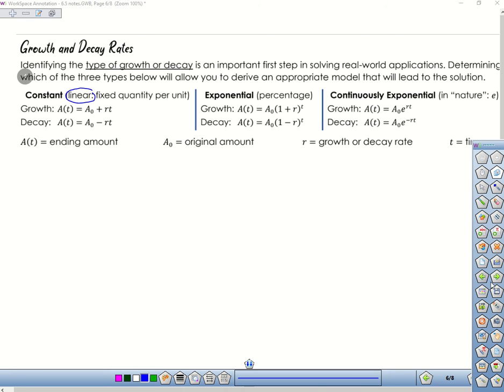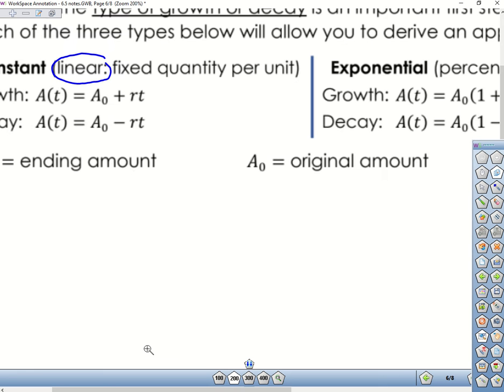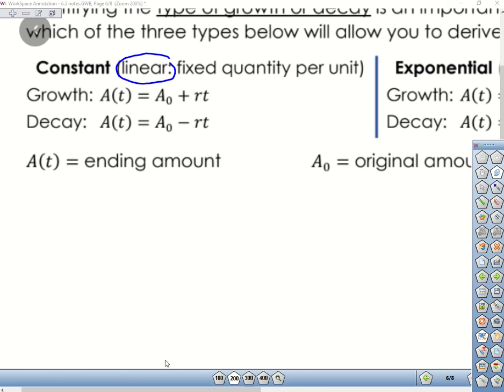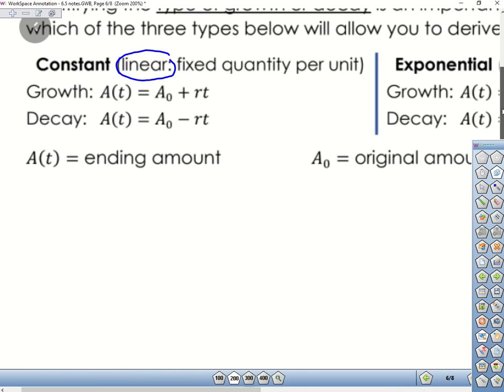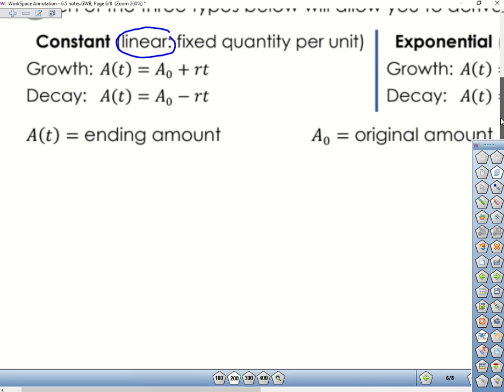It's basically any linear equation that's going downward, has a negative slope, would be considered a constant linear fixed unit, basically. And this is its equation for growth and decay. So when you get the answer to this, it's going to look very similar to a linear equation that you're used to seeing. So constant is something that's fixed. So this is like you get a $2 raise every week. That's fixed, okay?